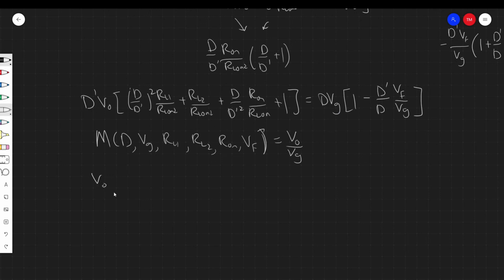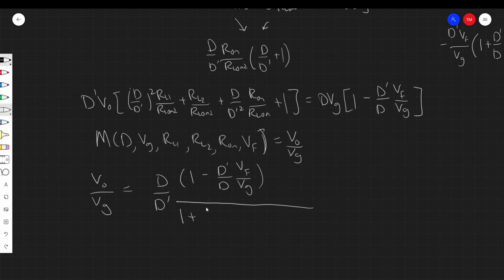So let's do it. V out over VG is equal to D over D prime times 1 minus D prime over D VF over VG all over 1 plus RL2 over R load plus D over D prime all squared RL1 over R load plus D over D prime squared R on over R load. And that's it. This is the solution, right?